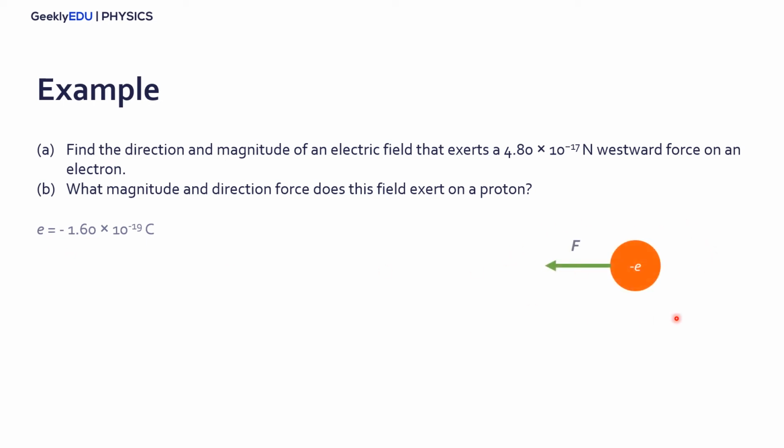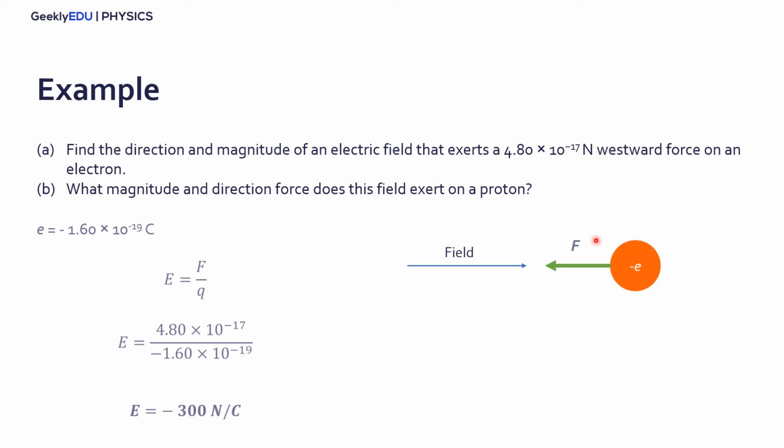Okay, so this is our example. We have the electron and a westward force, and we want to find the magnitude of the electric field. So we just add the values of the force and the charge of the electron into this formula, and we find that the magnitude of the electric field is negative 300 newtons per coulomb. This negative sign actually tells us that the field is pointing in the opposite direction of the force.